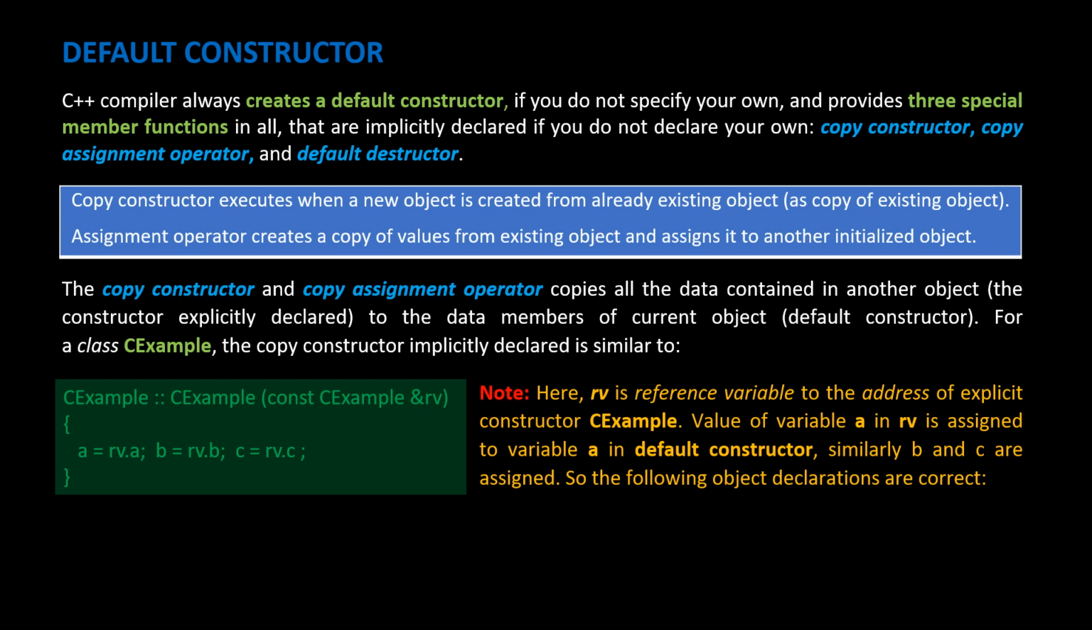So the following object declarations are correct. CExample EX with 2 and 3 as parameters. And then, CExample EX2 with EX as parameter. So here, EX2 is the copy constructor that carries data copied from the object EX, which was initialized in the last line.